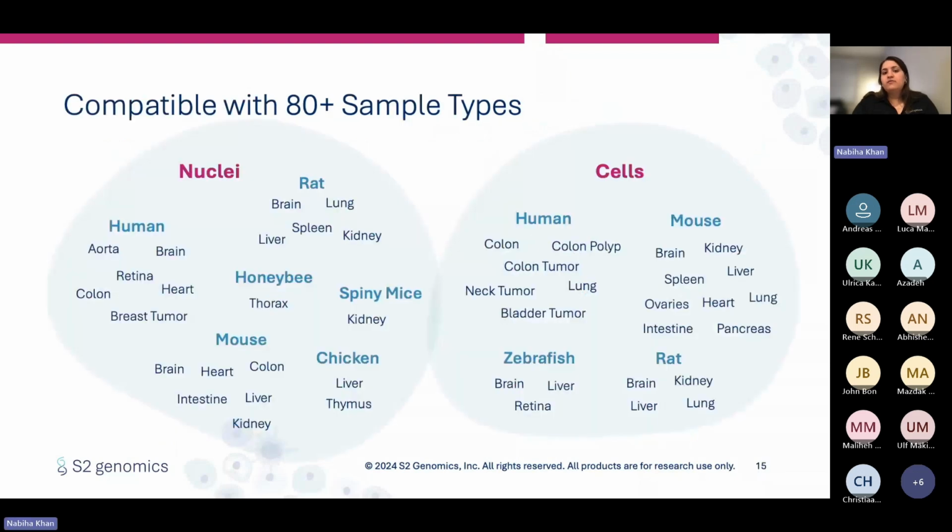The Singulator platform is highly versatile, compatible with over 80 sample types across various organisms, including human, mouse, rat, chicken, and zebrafish, and many, many more. This list is ever growing and can be found on our website.